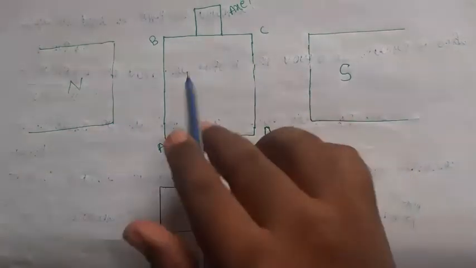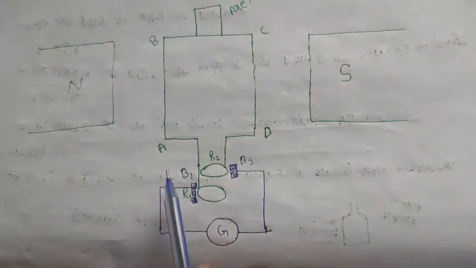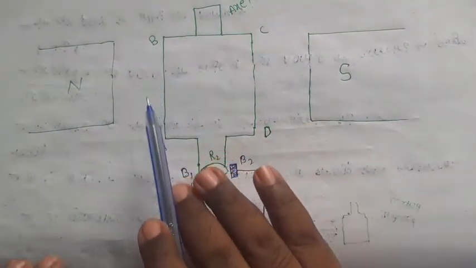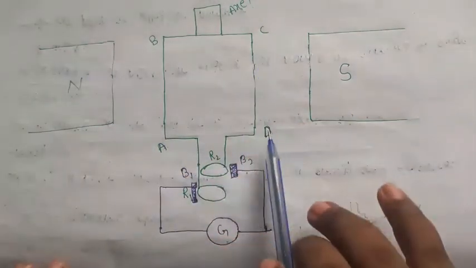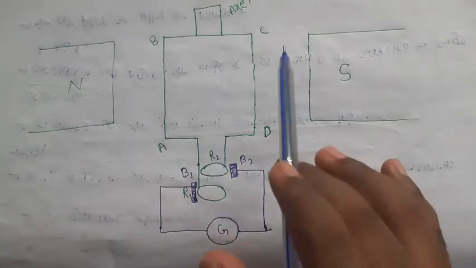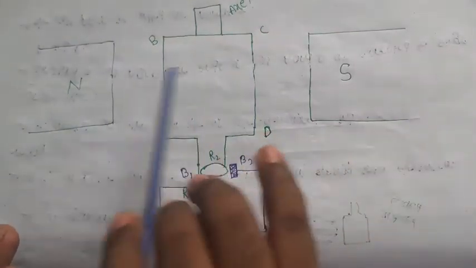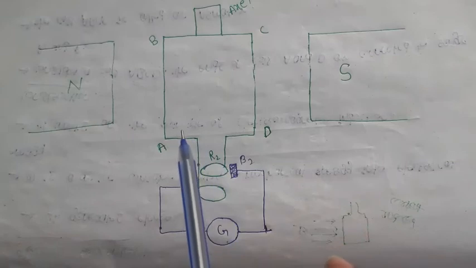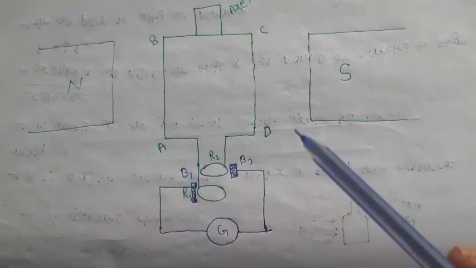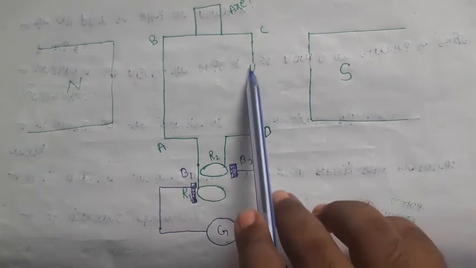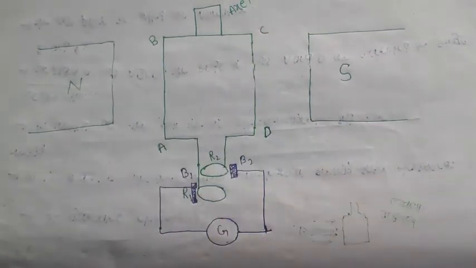When you rotate this coil through the axial, arm AB moves in the upward direction and arm CD moves in the downward direction. Due to the magnetic field change as the coil rotates, electromagnetic induction is developed. So due to this electromagnetic induction, induced current is developed in the coil.